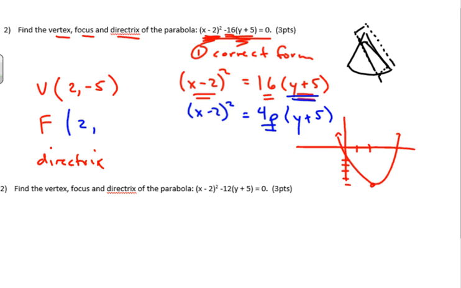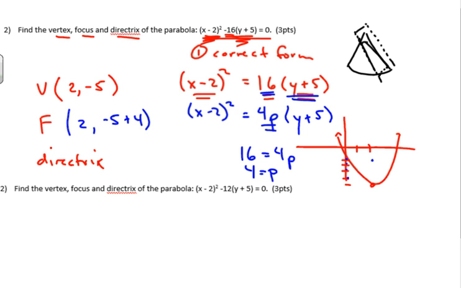So as we have this, in order to solve for p, we're going to take our coefficient, 16, set it equal to 4p, divide by 4, and we get p equaling 4. What does that mean? That means our focus is going to be 4 units higher, right there. So we're going to add 4 to negative 5, so negative 5 plus 4.